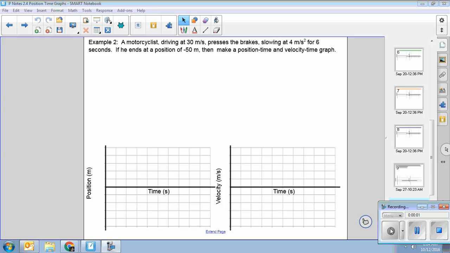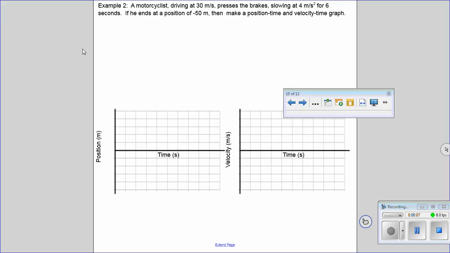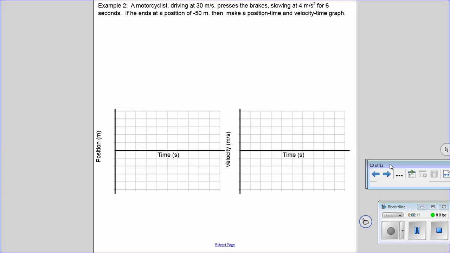Okay, so yesterday we had worked through that first example, and I asked you guys to take a look at example number 2. So let's do this real quick. All right. So it says a motorcyclist, I don't think I've ever used that word before, driving at 30 meters a second, presses the brake, slowing at 4 meters a second squared for 6 seconds. If he ends at a position of negative 50 meters, then make a position time and a velocity time graph.